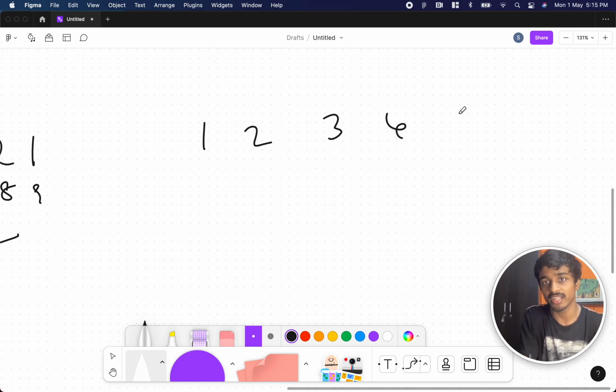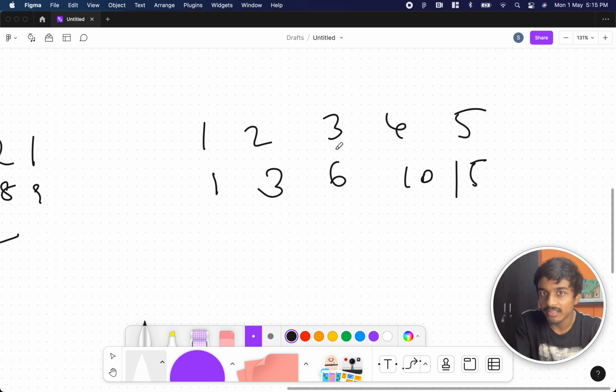1, 2, 3, 4, 5, if it exists, what will be the sum? 1 plus 2 is 3, 1, 2, 3, what is the sum? 6, 10, 15. Suppose I want to find the sum of 2, 3, 4, 5, 6, 7, 8, 9. This is the naive way. I add all these numbers.